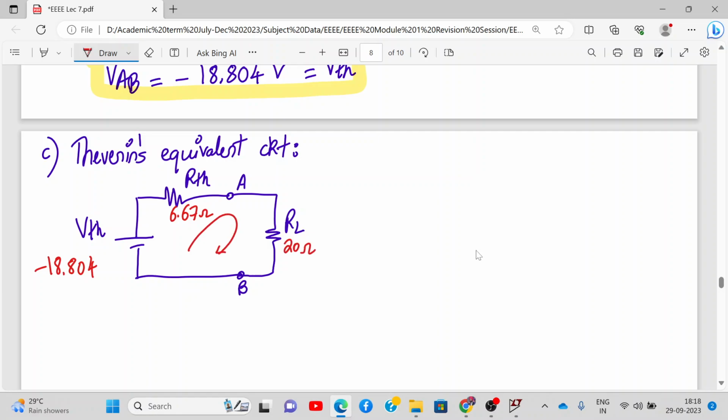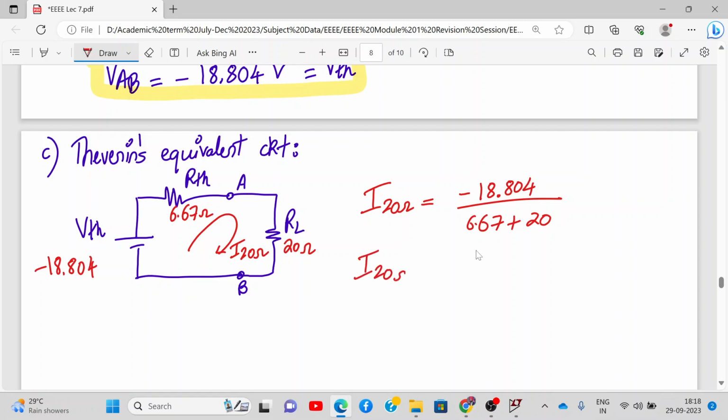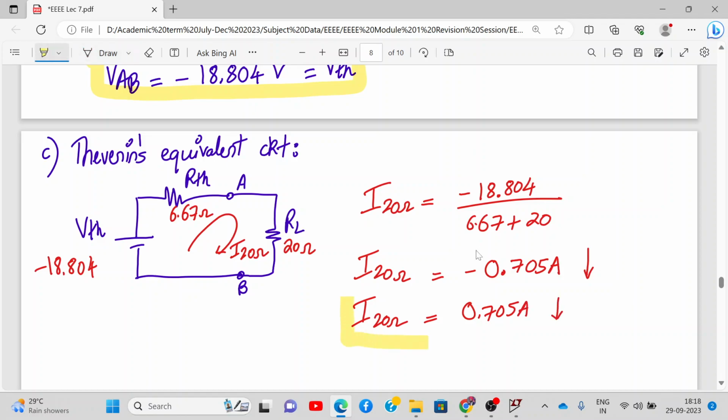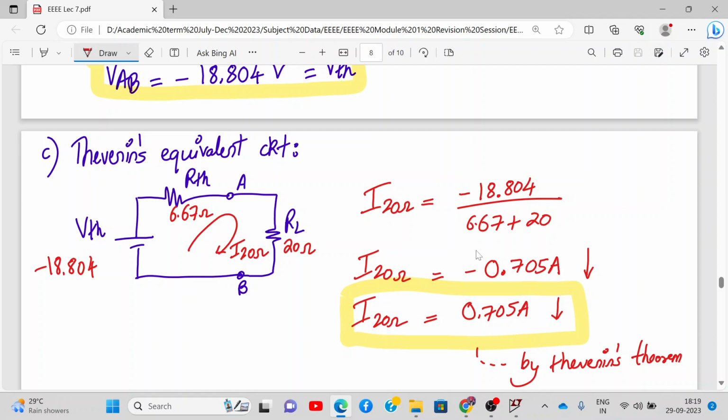Now we need to find the value of current flowing through the 20 ohm resistance. So the current flowing through the 20 ohm resistance will be VTH upon RTH plus RL. So it will be minus 18.804 divided by 6.67 plus 20. If you work it out, the current flowing through the 20 ohm resistance will be minus 0.705 amperes, and the current is flowing from top to bottom. If you want to write the current in a positive manner, it will be 0.705, but the direction will be opposite. So this is the answer, the current flowing through the 20 ohm resistance, and we have solved it by Thevenin's theorem. I hope you will solve more numericals to be confident enough to solve any numerical using Thevenin's theorem.